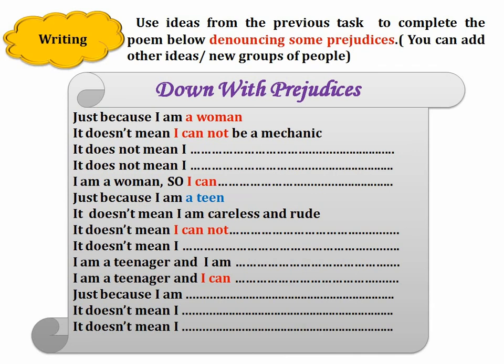Once the brainstorming is done, the class moves on to the writing phase. Learners make use of some of the ideas from the previous task to complete the poem, Down with Prejudices. Learners here are supposed to make use of the modal verbs can and could. To make this activity more fun and more competitive, the teacher can set a reward or a present for the best piece of writing.